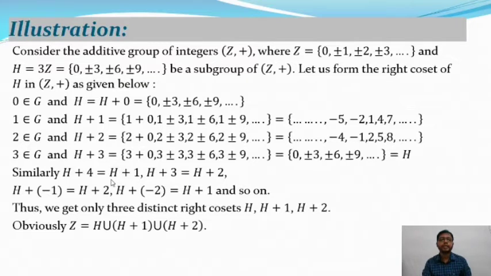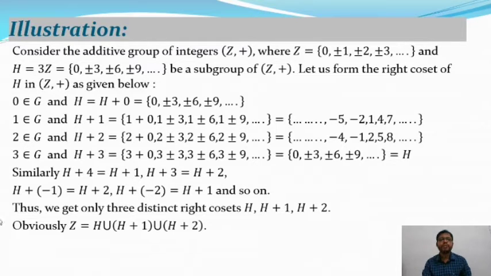And again, we will take minus 1 belonging to G. So the right coset H plus minus 1 is equal to H plus 2. That means all the elements of H plus minus 1 are equal to the elements of H plus 2. And H plus minus 2 is also a right coset, where minus 2 is an element in G. So H plus minus 2 is equal to the coset H plus 1. That means all the elements of H plus minus 2 are equal to all the elements of H plus 1, and so on.